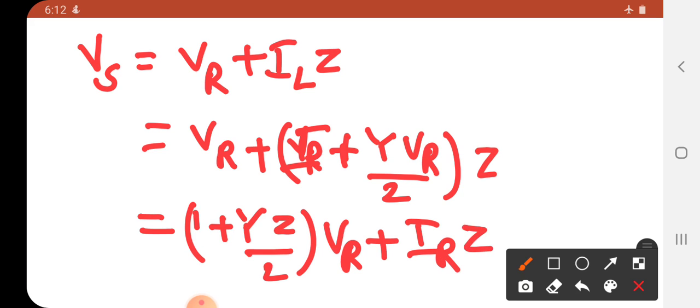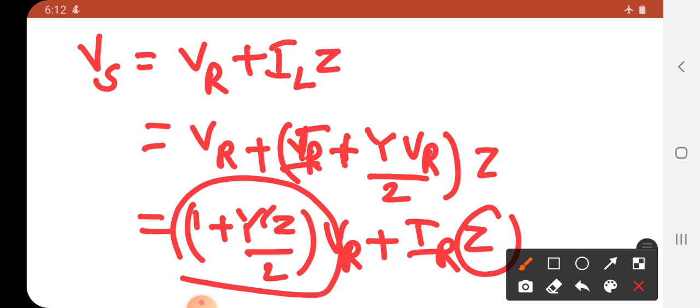So therefore, if you compare this equation with Vs is equal to A into VR plus B into IR, then you may have A is equal to 1 plus YZ by 2 and B is equal to Z, as we got in the case of medium transmission line. This is also the same.